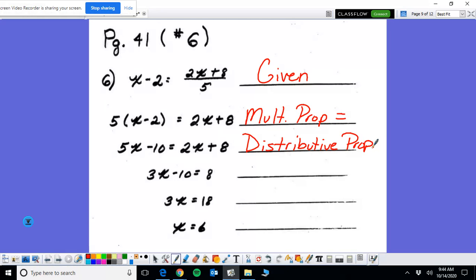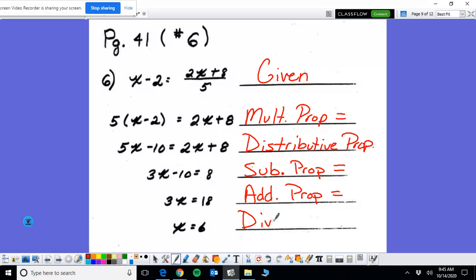Next, I look at this and I say, okay, the 5x is now 3x, the 2x is gone over here. So how did they get from here to here? Well, they subtracted on each side. So they subtracted the 2x on each side. Subtraction, I'm going to write it property of equality. And then my next step, I see the negative 10 is gone. It's over on the other side. So they added 10. So this would be the addition property of equality. And my final step, x equals 6, the division property of equality.